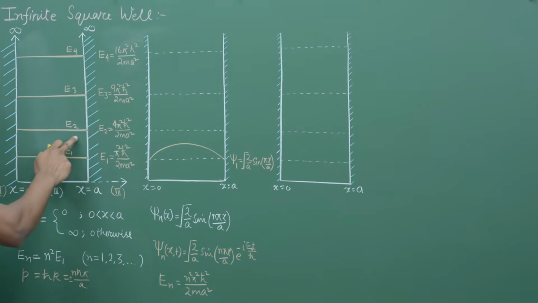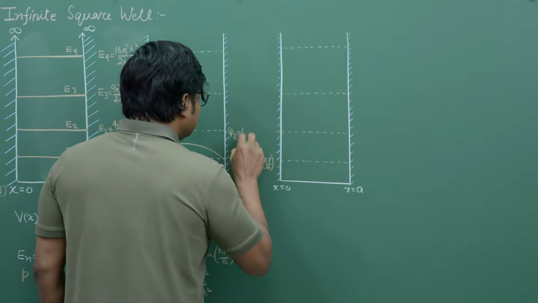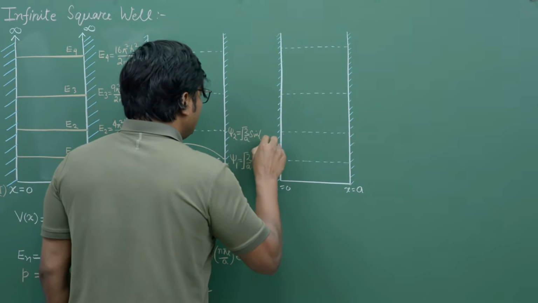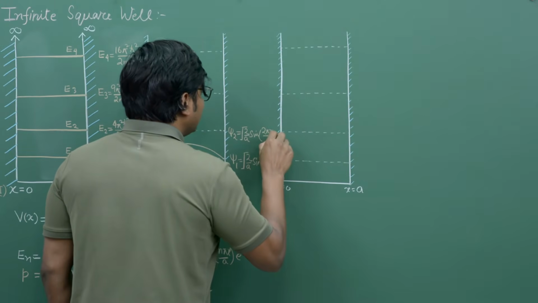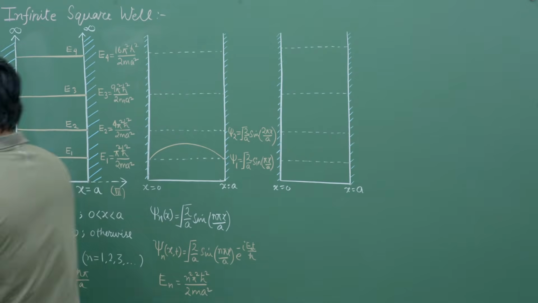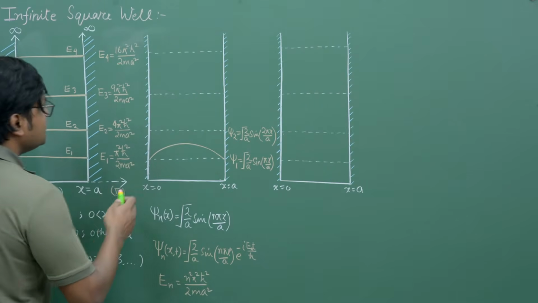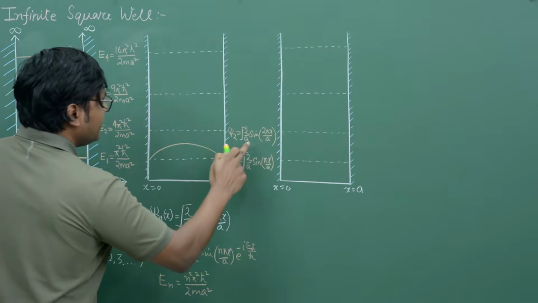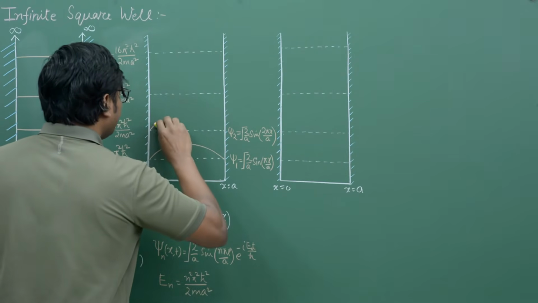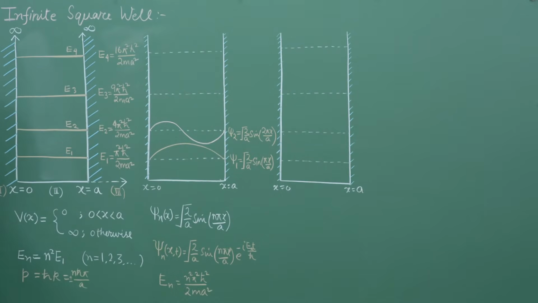And a particle in energy level E2 will have an eigenfunction solution psi 2 equal to root over 2 upon a sine 2 pi x upon a. Should I use a different color for this? Let me use a different color for this, okay? I'm going to use orange, or maybe I have another color. No, this is fine. So here, I have sine 2 pi x upon a between 0 and a, which looks something like this, one full sine wave.